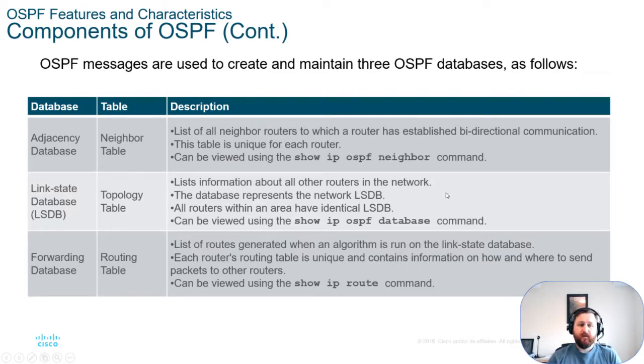So we have 3 different databases that typically occur in OSPF as well. We have our adjacency database, our link state database, and our forwarding database. Really, if you wanted to think of them in easier terms, it's our neighbor table, our topology table, and our routing table. They're kind of synonymous when you're looking at them.